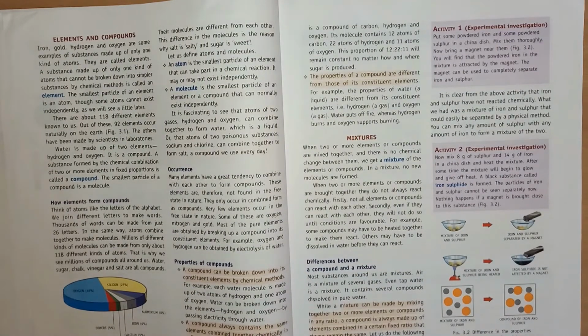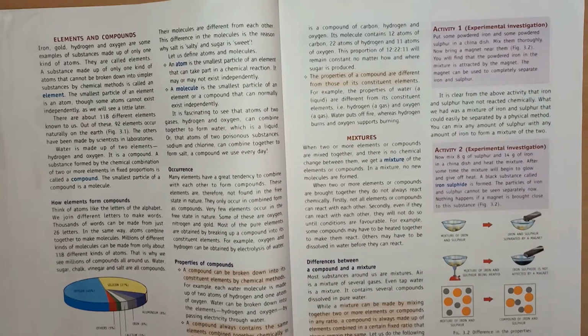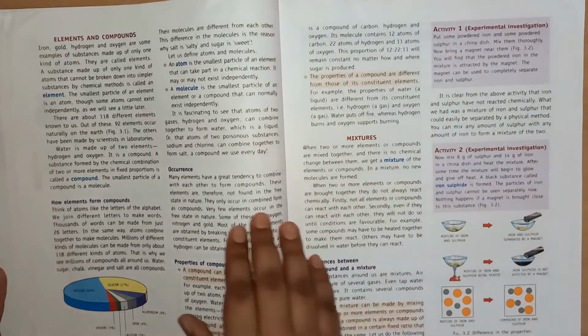So we cannot say that the smallest particle of water will be a water atom, because water is made up of two kinds of atoms, which are hydrogen and oxygen. So they are known as compounds because they are made in fixed proportion by two or more elements, and their smallest part is the compound molecule.